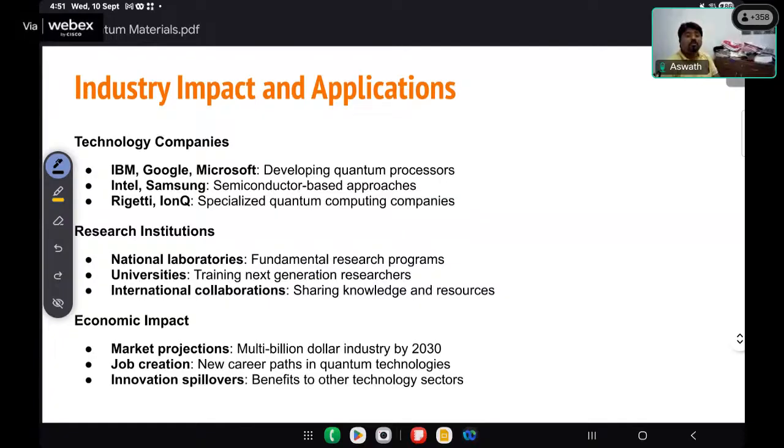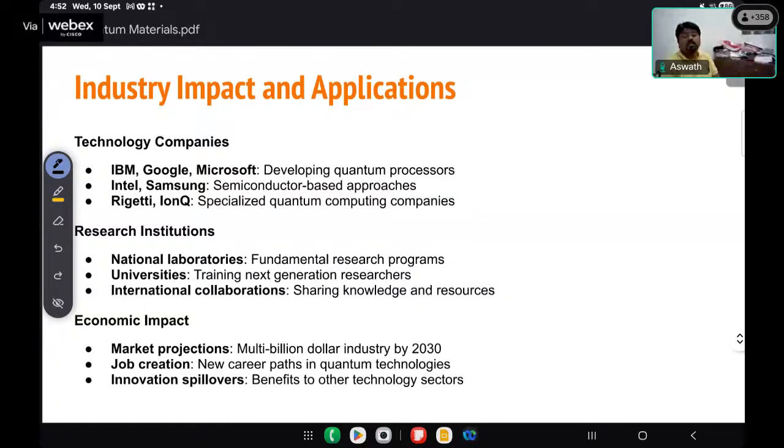The research institutions that can be impacted, or will be impacting, are national laboratories and universities, and international collaborations sharing knowledge across each of them. So with quantum research, we can have an impact on that. The economic impact is a multi-billion-dollar industry. Quantum computing is going to be a multi-billion-dollar industry by 2030. So that is a very big impact.